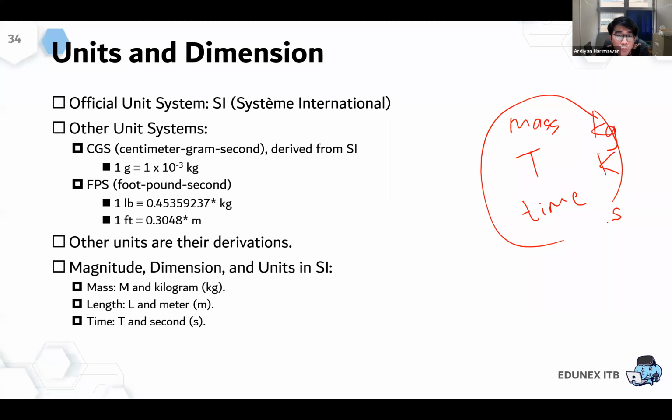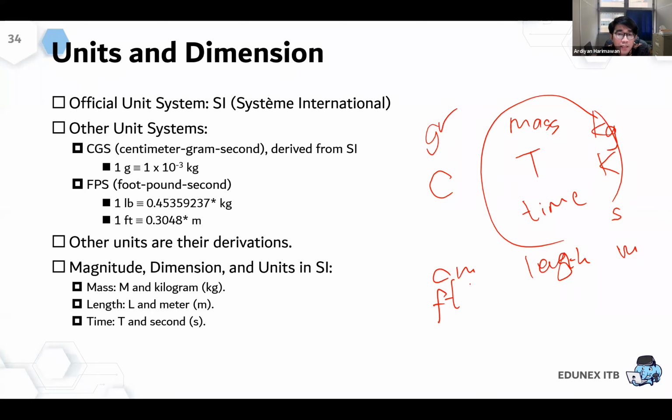But sometimes we can use different units. For example, for the mass, we can use gram. For the temperature, we can use Celsius. And for the length, the SI unit will be meters, right? But maybe we can use centimeters, or maybe we can use feet. Okay, I hope I won't have to explain this intensively. I hope you can open again your TPB books, your basic physics books, and learn again how to convert from one unit into another.